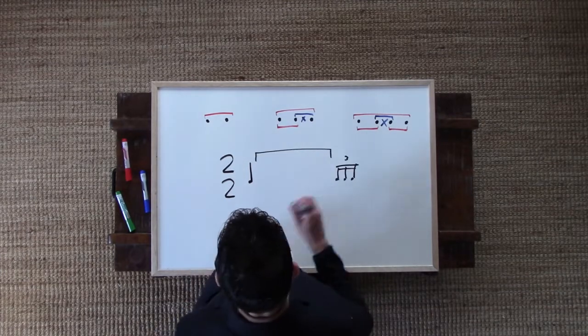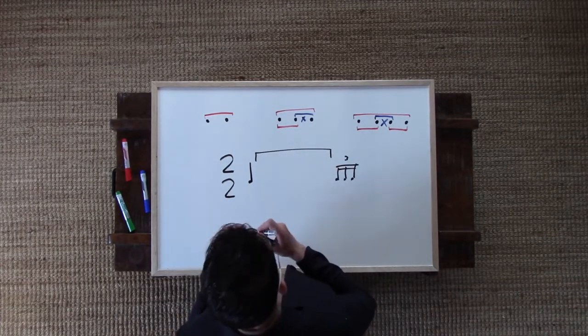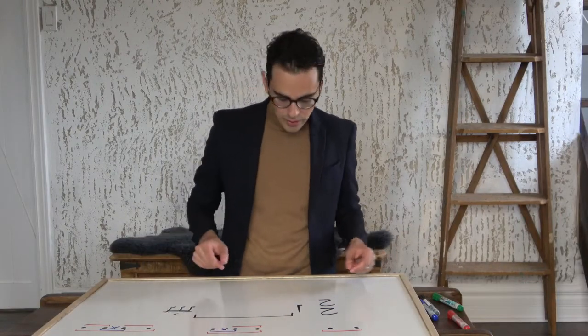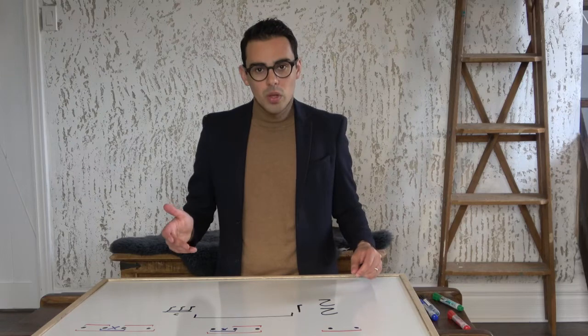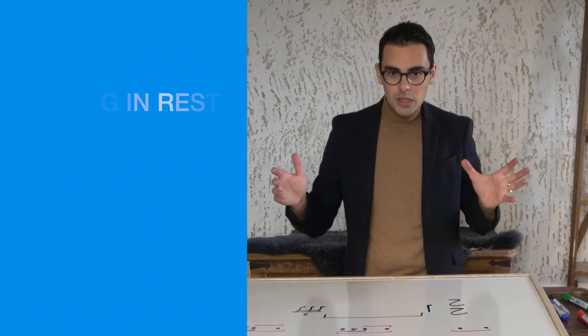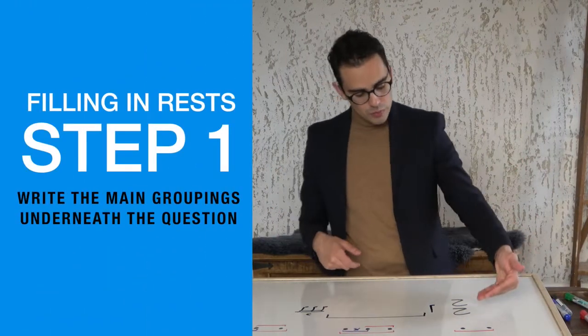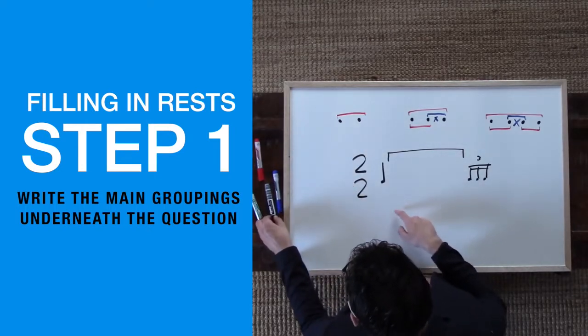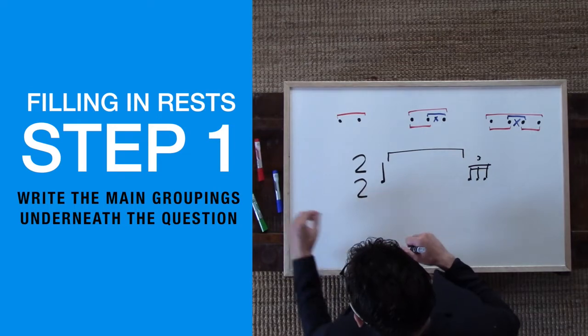And here's our bracket, so we have to fill in the rests here, and we are going to be using diagrams up here to do that. So, first, step 1 when filling in rests is to write the groupings underneath. So the groupings for 2, 2 time, there are 2 half notes. So underneath here we have to write 2 half notes.